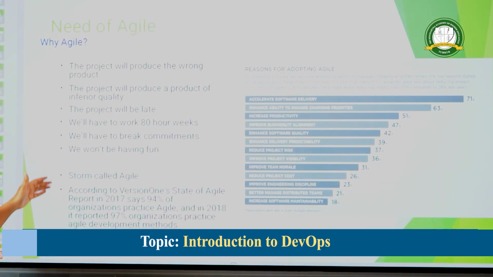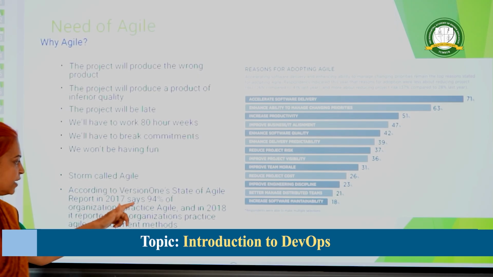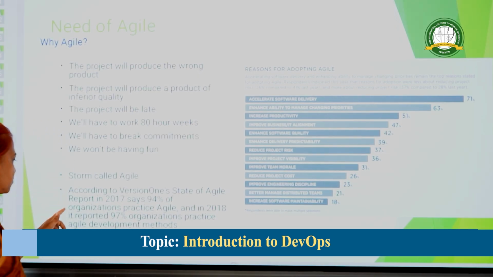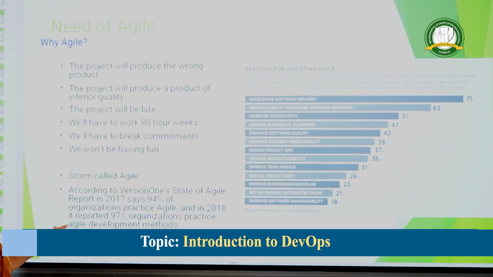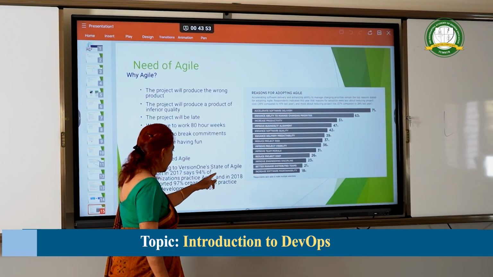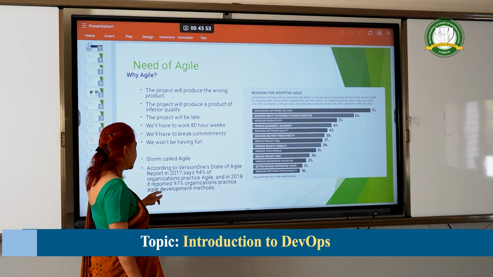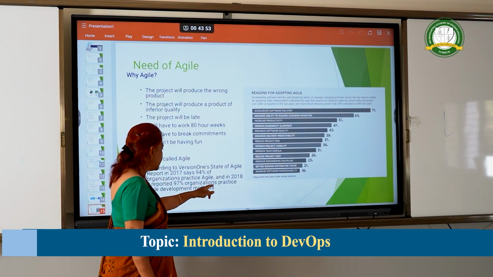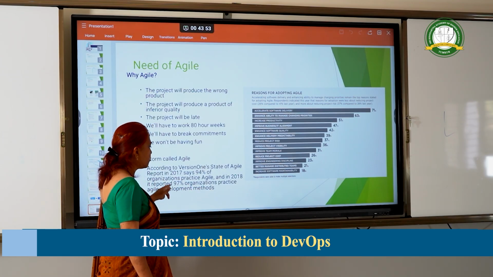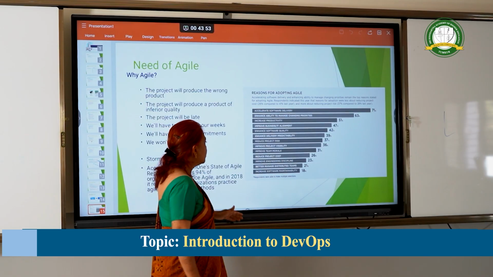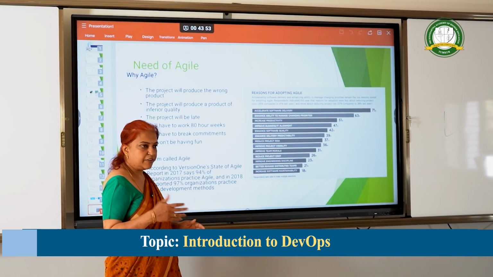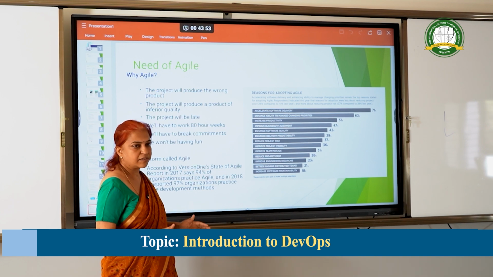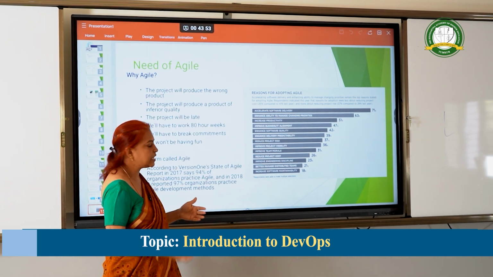For that purpose, we will be using what is called Agile. According to VersionOne, the State of Agile report in 2017 says 94% of organizations practice Agile, and in 2018 it reported 97% of organizations practice Agile development methods. In the waterfall model, once a phase has been completed we cannot go back. For that purpose we will be going for the agile method.